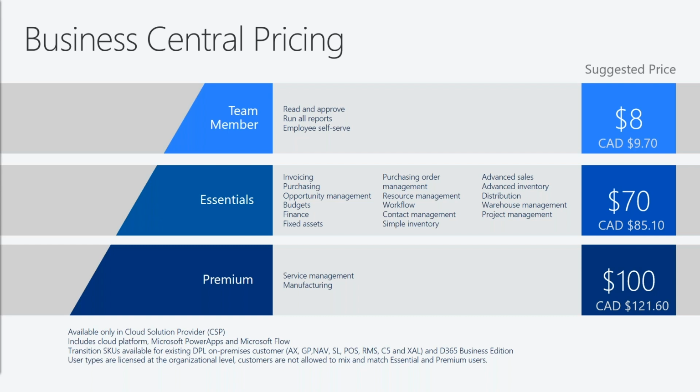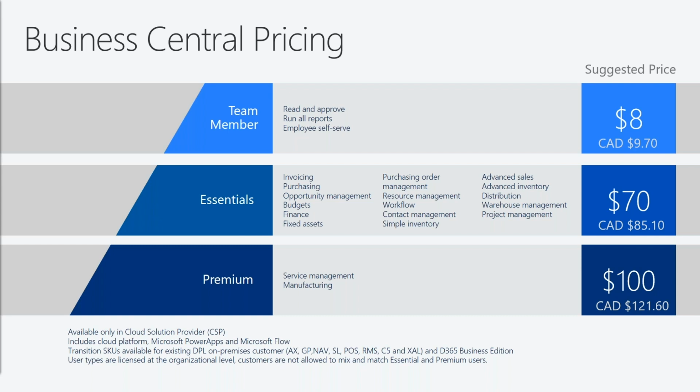Something very, very important: transition SKUs. Microsoft is coming with a bunch of SKUs. The idea is to get customers easily moving with a better price, of course, a discounted price. So customers that were on the Dynamics price list for the following: AX, GP, NAV, SL, POS, RMS, C5, and Excel. Those guys and the Dynamics Business Edition, of course, are going to get a discounted SKU.